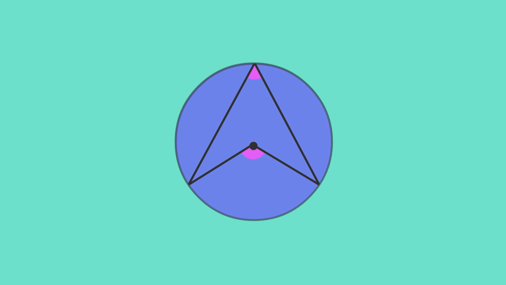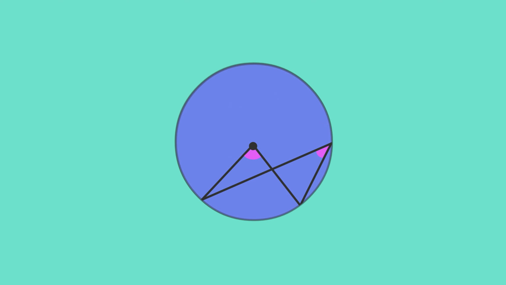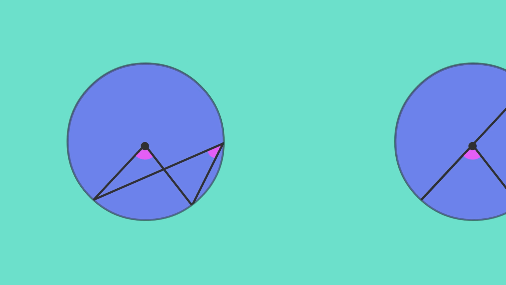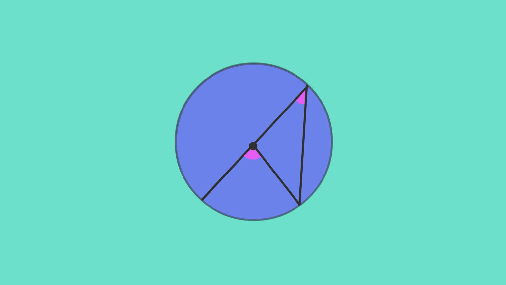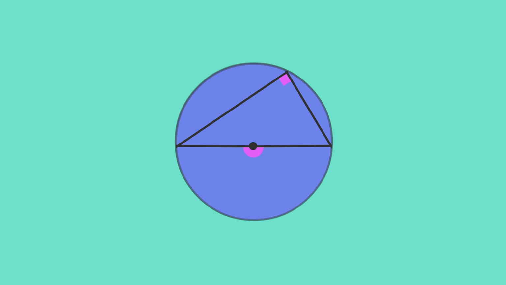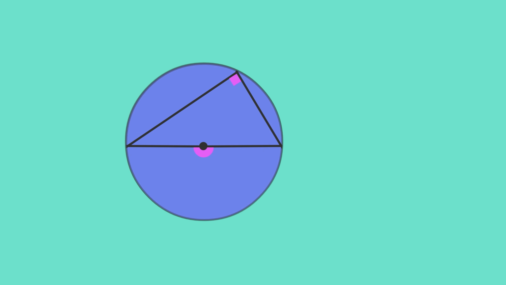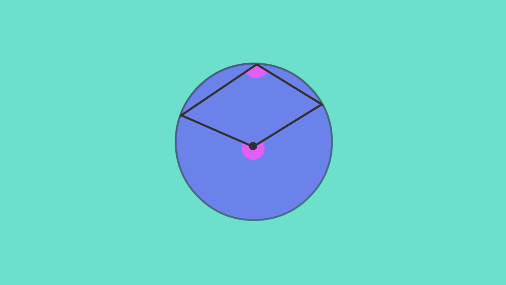In this video, we apply the relationship between an angle at the center and an angle at the circumference. This angle relationship can appear in different forms, so it's important to understand how these angles are made and how they're related, so we can apply the relationship to solve circle geometry problems.